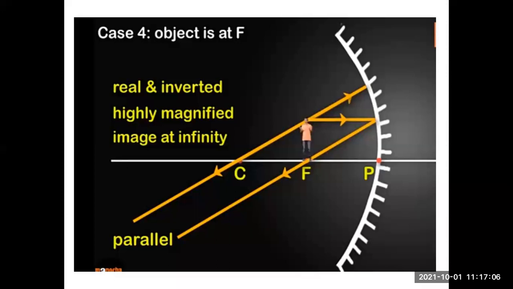So can you see any image formed over here? No, the image is not formed. Why? Because you can see the word parallel written over there at the reflected rays. These two reflected rays do not meet each other. They are parallel.